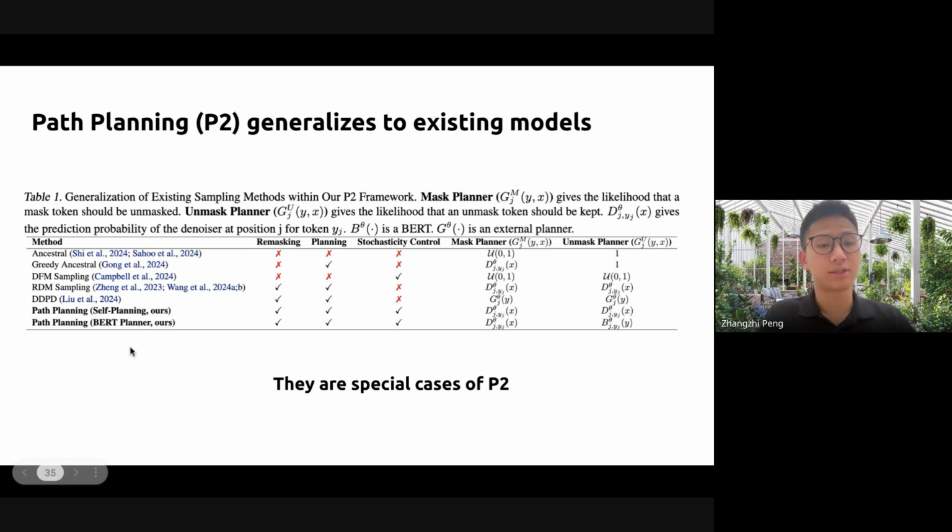Another scenario is, even though you don't have to train a dedicated planner, you could use a BERT, which is readily available in most scenarios. For example, in protein sequence generation, you have ESM2, which is basically a BERT. And in language, you have all kinds of BERT that were trained, I don't know, 5 years ago. So BERT is another planner that's pretty available. In the BERT planning, for the mask planner, we're going to stick with the denoiser itself. And for the unmask planner, we plug in the BERT to make a planning selection for the unmasked positions. These are just 2 special cases of P2 we proposed in the paper. I'm pretty sure there are other available planners that we can explore.